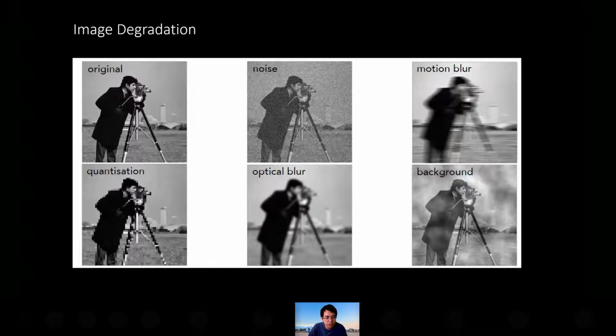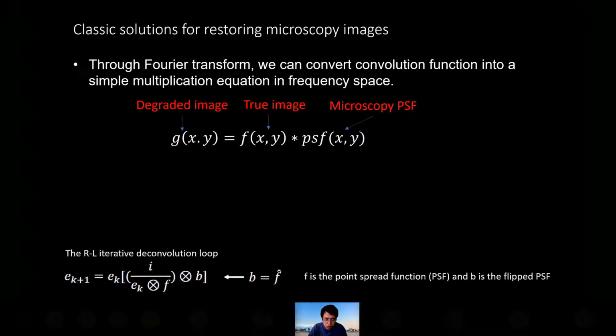The classical imaging degradations were attributed to the following categories. For example, extra noise, motion blur and quantization, optical blur, and extra background. And one of the classical solutions to solve this problem for microscope imaging is called deconvolution.